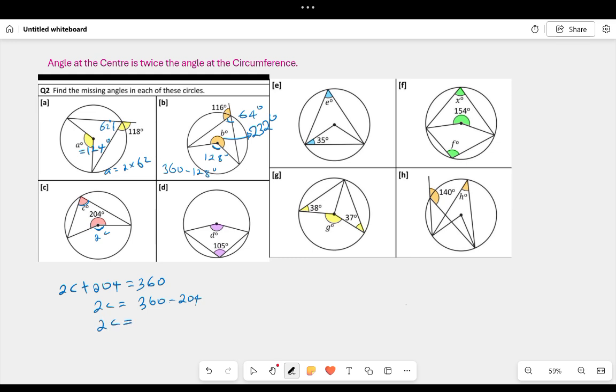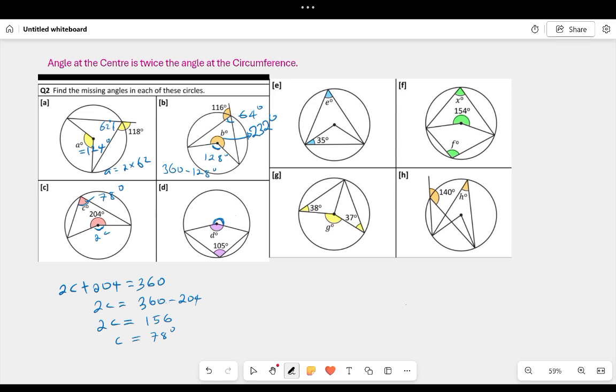So 2C is equal to 156. Therefore, C is equal to 78 degrees. So this angle C is 78 degrees. Now let's look at the next one, D. Now look at this. The angle at the circumference is 105. It is above the two chords. Therefore, we compare it with an angle above the radius. So 105 can be compared with this angle here that I have highlighted in blue.